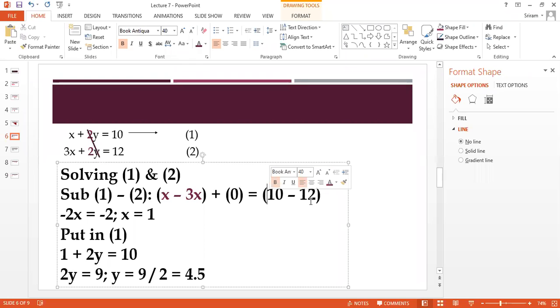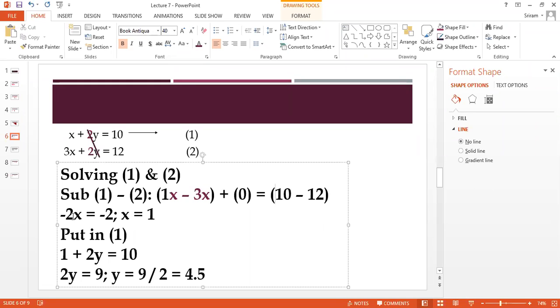Okay, so what will happen? This is 10 minus 12. So x minus 3x, I'm going to check here. This is 1x minus 3x. What is 1 minus 3? This is minus 2x. And 10 minus 12, this is minus 2.